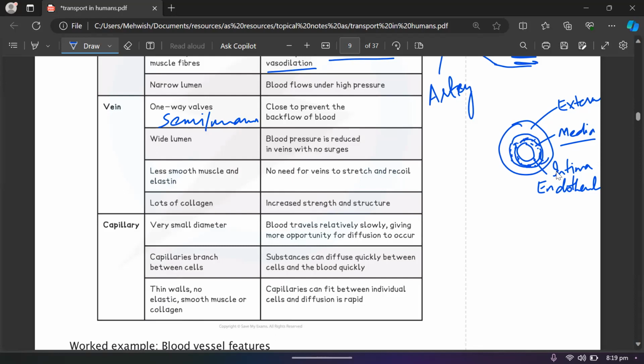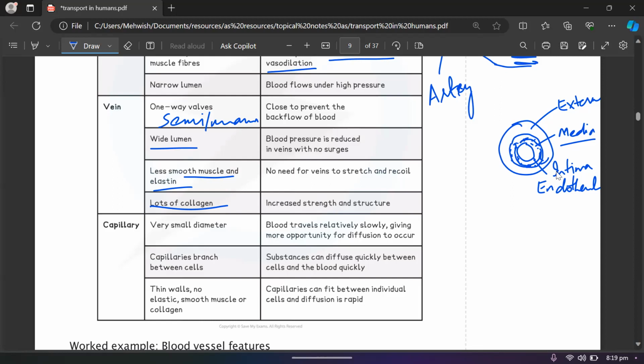बॉडी में हर वेन के अंदर there are many semilunar valves present. Their lumen is wider, that's why pressure is very low. They have got less smooth muscles, less elastic fibers, lots of collagen is present, so that they can maintain their structure and so that they can be provided with some strength so that they don't collapse, right.